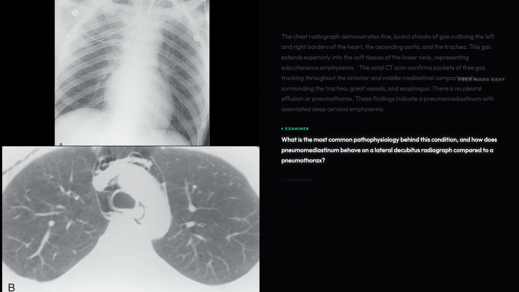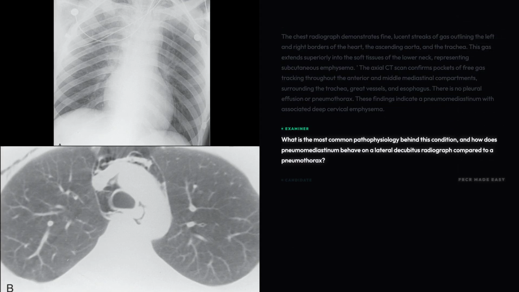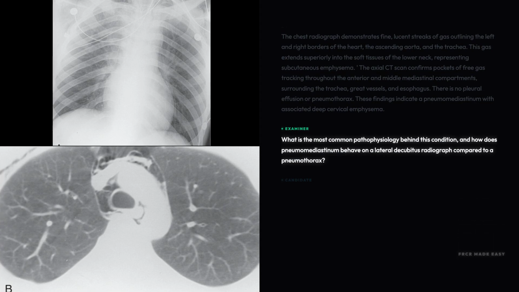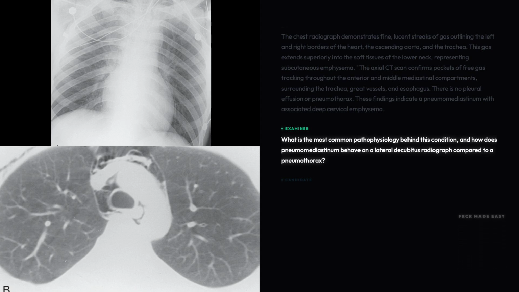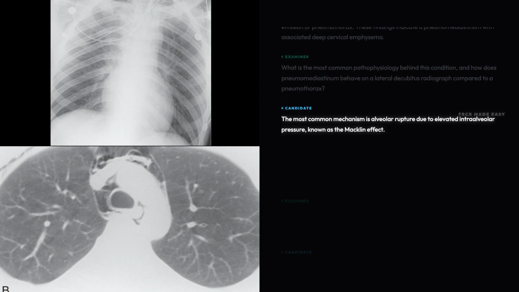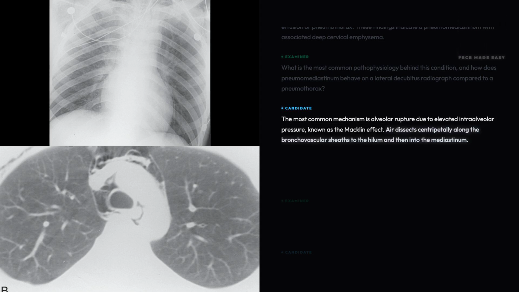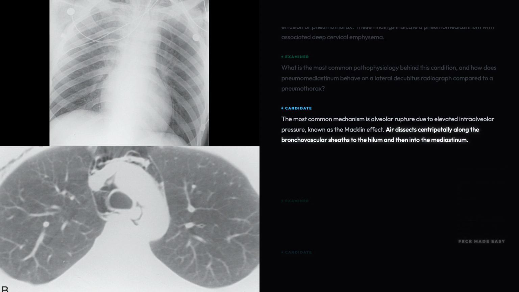What is the most common pathophysiology behind this condition? And how does pneumomediastinum behave on a lateral decubitus radiograph compared to a pneumothorax? The most common mechanism is alveolar rupture due to elevated intraalveolar pressure, known as the Macklin effect. Air dissects centripetally along the bronchovascular sheaths to the hilum and then into the mediastinum.